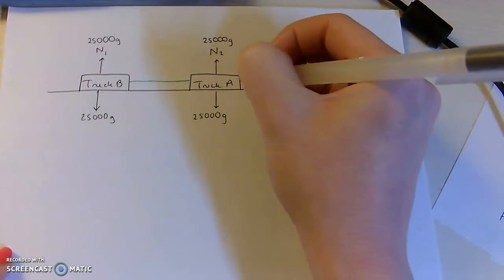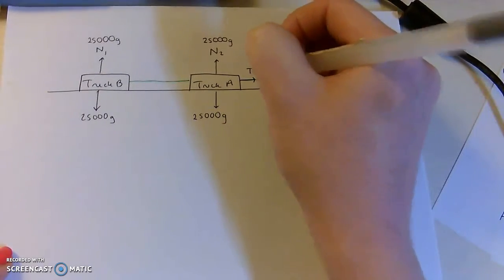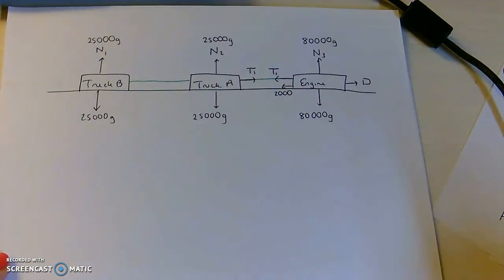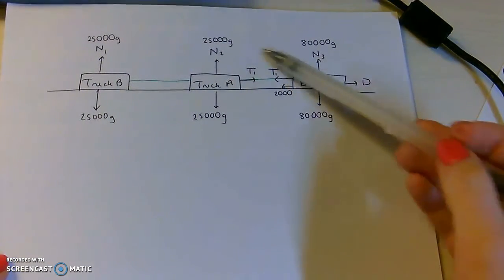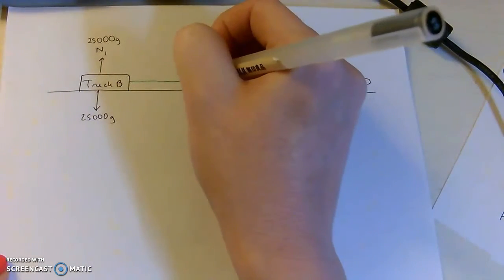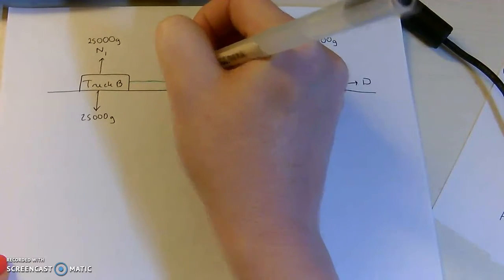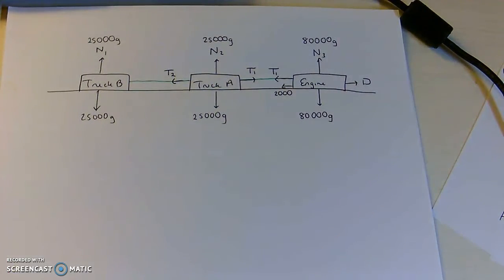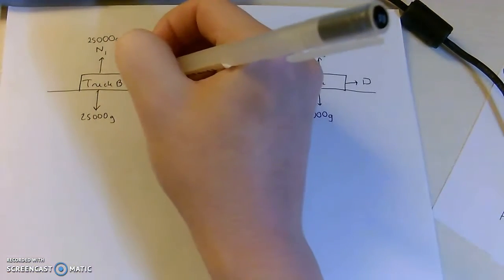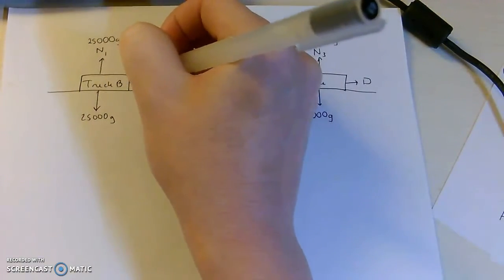However, that same tension, because it's in the same piece of rope, is going to be pulling this first truck forward. So I'm going to call that T1, and they are the same. If I come back onto truck A, however, truck B is pulling truck A back. So I'll call this T2, so it'll be a different tension or thrust, depending on what happens, but we'll call it T for either of those, and that's going to go forward.